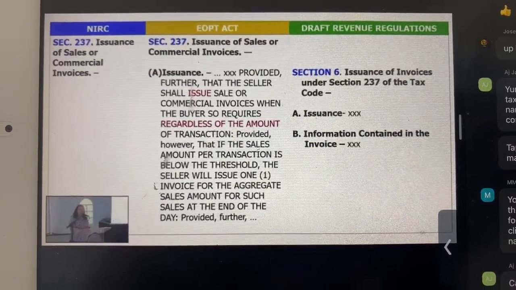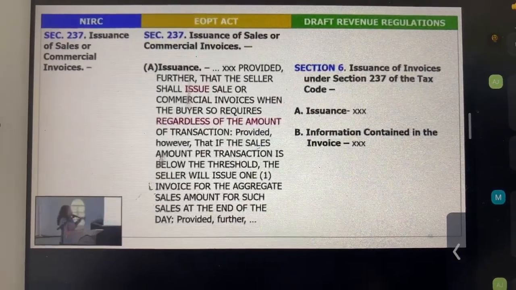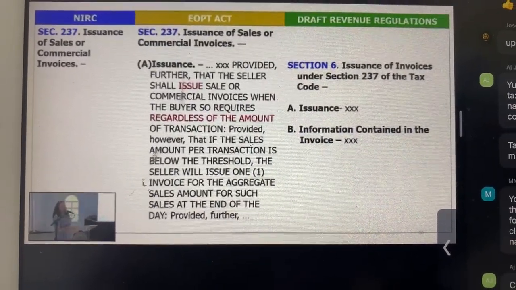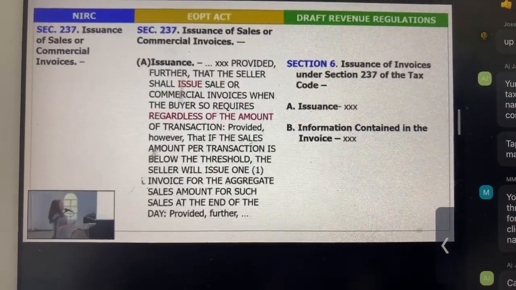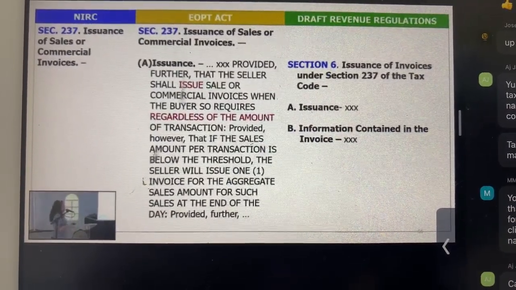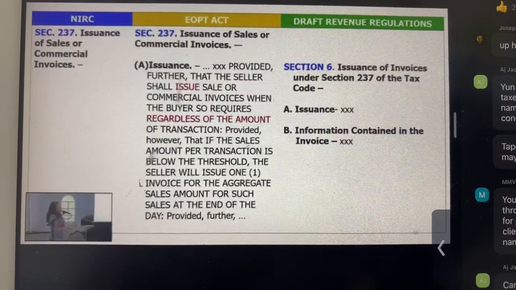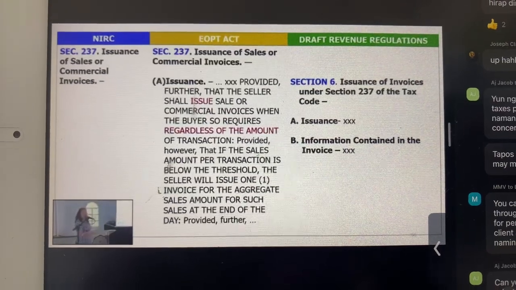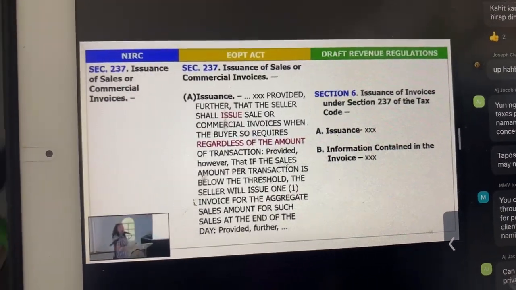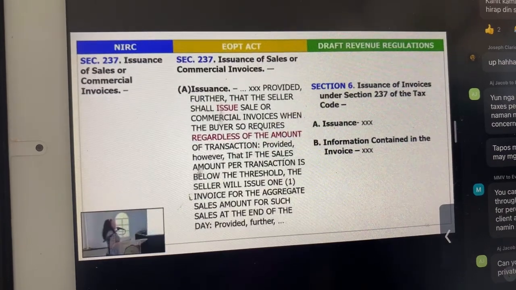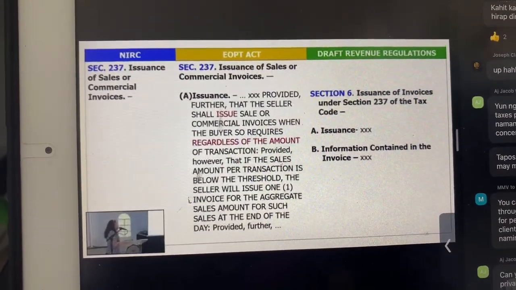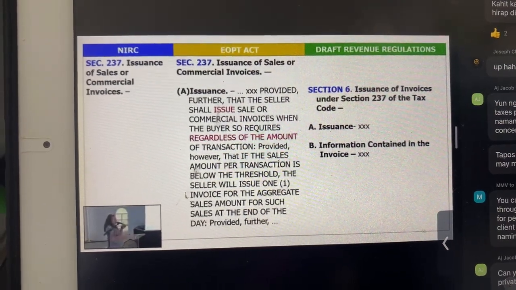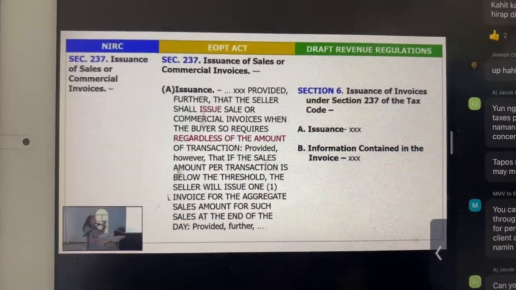Kaya hindi binibigyan ng invoice. Ang sabi dito, humingi o hindi, regardless of amount daw, bibigyan. Mag-i-issue po tayo. Okay? Kapag humingi ang buyer, kahit piso lang ang binili, hindi 500, i-issuean mo ng invoice. Okay? Next, provided, however, if the sales amount per transaction is below the threshold, which is 500 per transaction, okay?